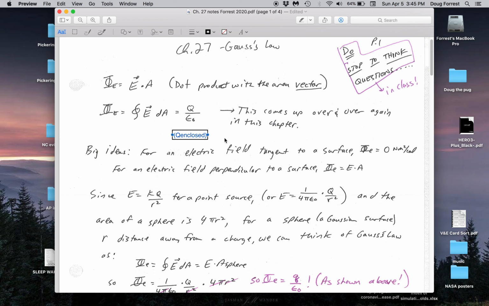So it depends on the total amount of charge that's enclosed, and it depends on this vacuum permittivity, which a lot of times till now we've ignored because we think of K as Coulomb's constant, which is much easier to work with, being 9 times 10 to the 9th, as opposed to 1 over 4 pi times this constant, which is 8.85 times 10 to the negative 12th. Well, this chapter is the reason why we need to know this.